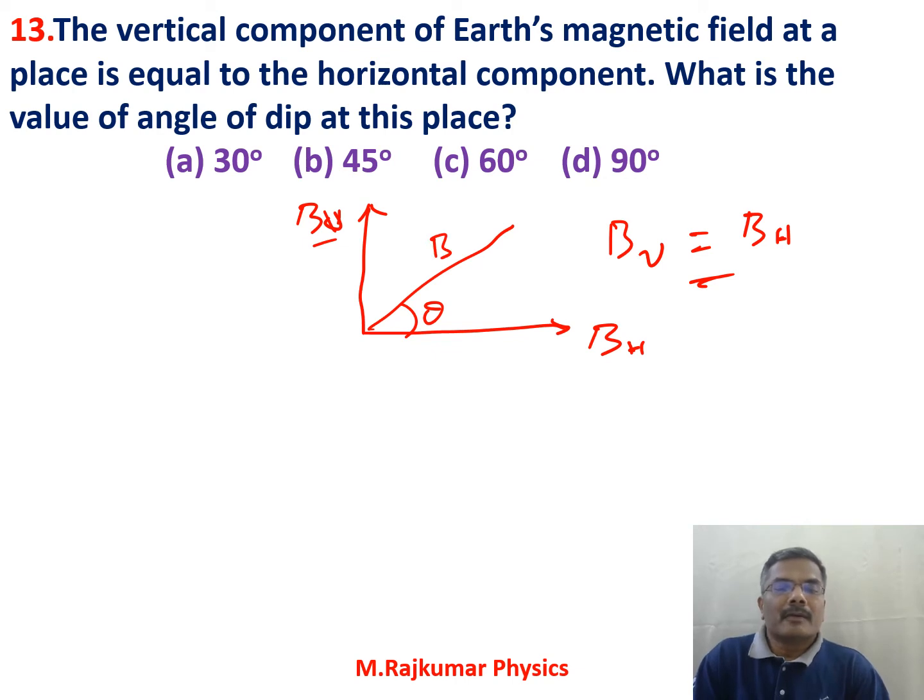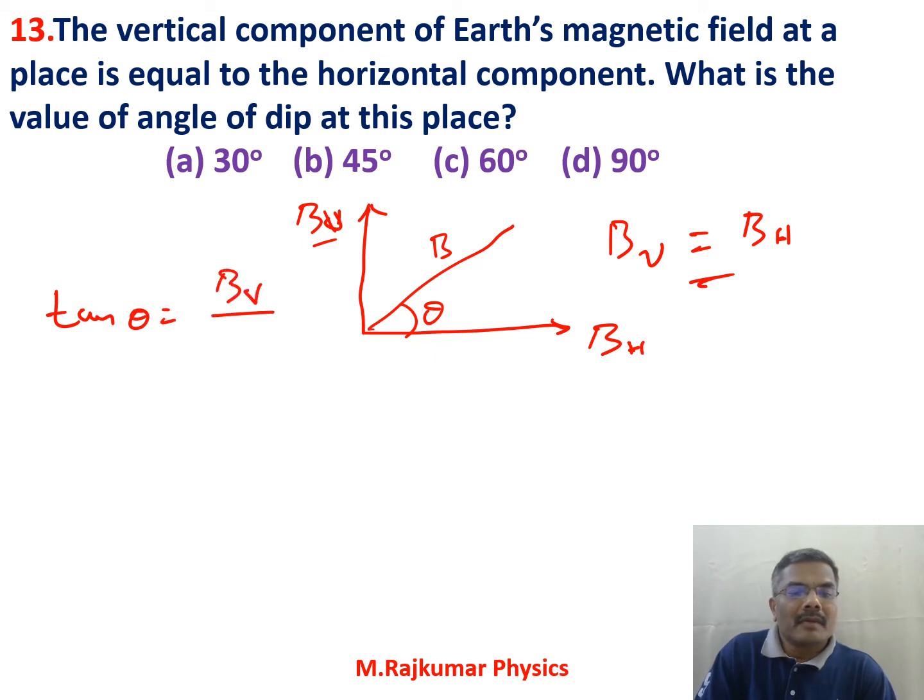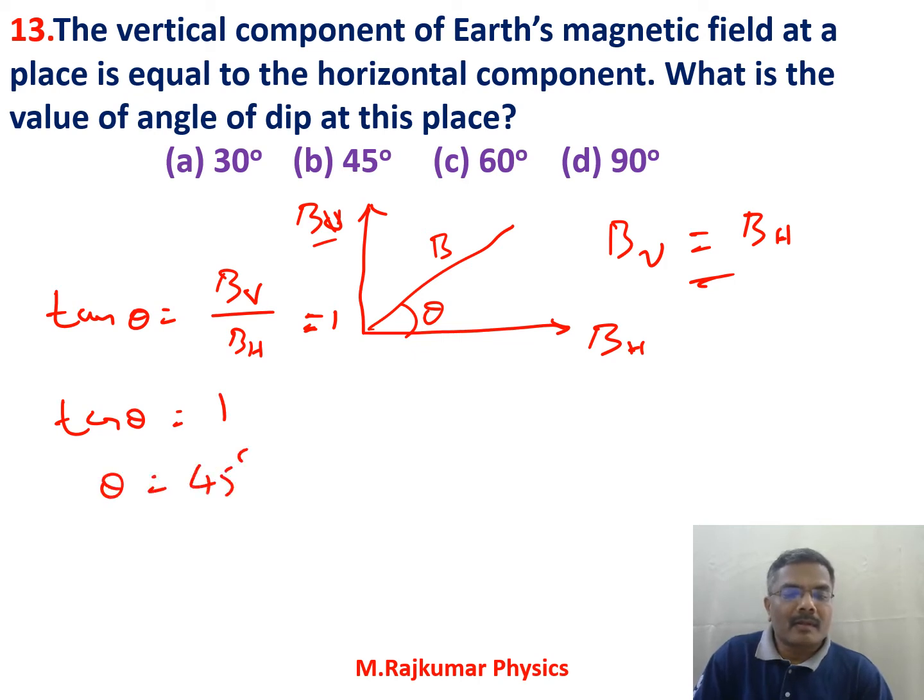So for the angle of dip, this theta, how can I find it? You know this formula: tan theta will be equal to BV by BH. That is equal to 1, because both are equal as given in the problem. So tan theta equal to 1 means theta will be equal to 45 degrees. So this is a direct one; just by seeing this question, I can answer it. So theta equal to 45. You understand? This is how you have to answer the 13th question.